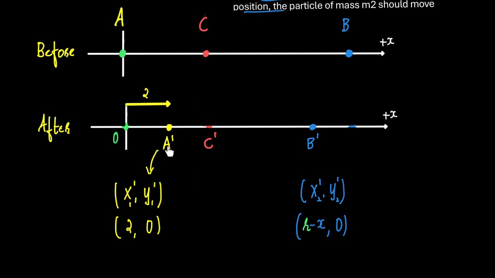So what are the coordinates of A dash? X1 dash, Y1 dash. Coordinates of B dash, X2 dash, Y2 dash. Now, what is the value of X1 dash and Y1 dash? Since this particle is moved 2 centimeter along the positive x-axis, x1 dash should be equal to 2. And since A dash is on the x-axis, the y coordinate should be 0. Therefore, y1 dash is equal to 0.